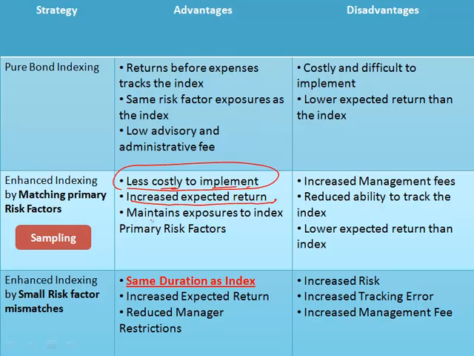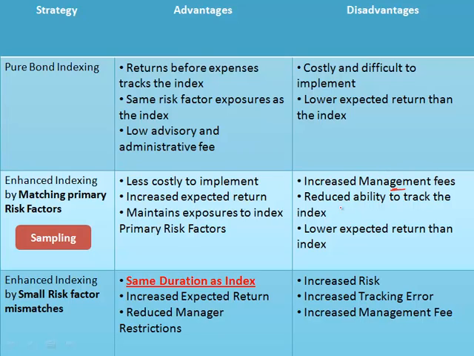Why? Your risk factors are the same, but compared to the earlier strategy, you would now have better returns because you will have a lesser amount of transaction cost. Maintain exposures to index primary risk factors. So remember this point. We are going to maintain the same duration, but we are also going to ensure that risk factors are the same. We are not going to let them change in this strategy.